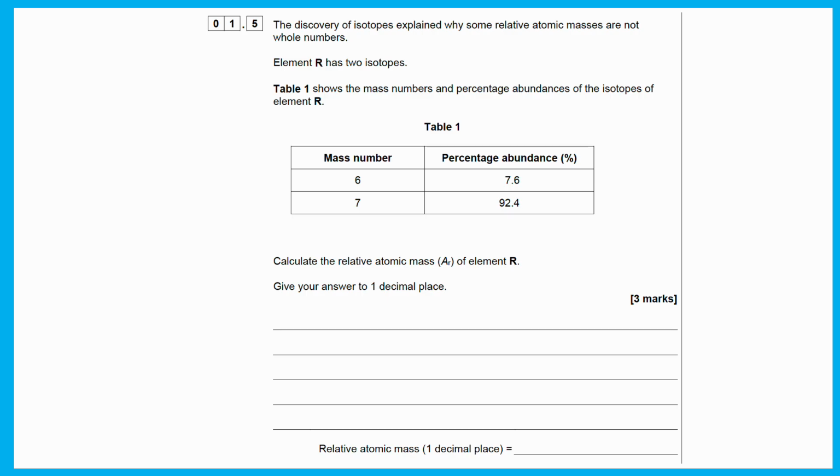And the last sub-question, 5. The discovery of isotopes explained why some relative atomic masses are not whole numbers. Element R has 2 isotopes. Table 1 shows the mass numbers and percentage abundances of the isotopes of element R. Calculate the relative atomic mass, Ar, of element R. Give your answer to 1 decimal place. 3 marks.